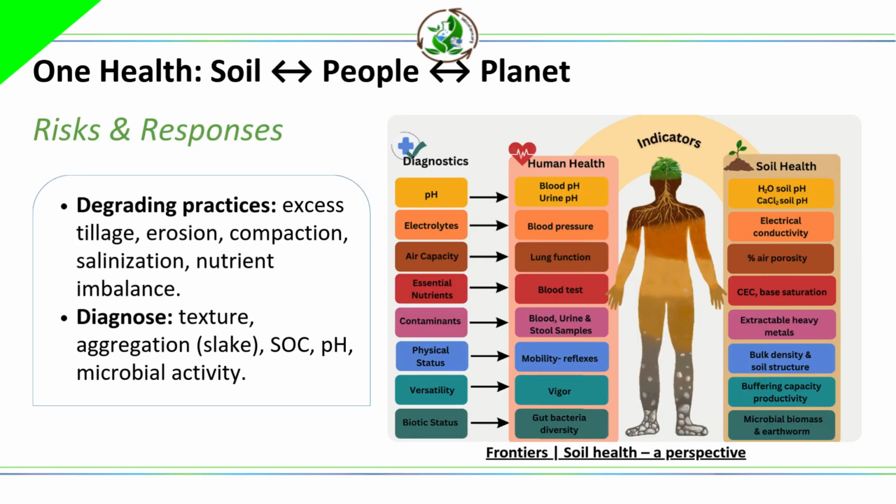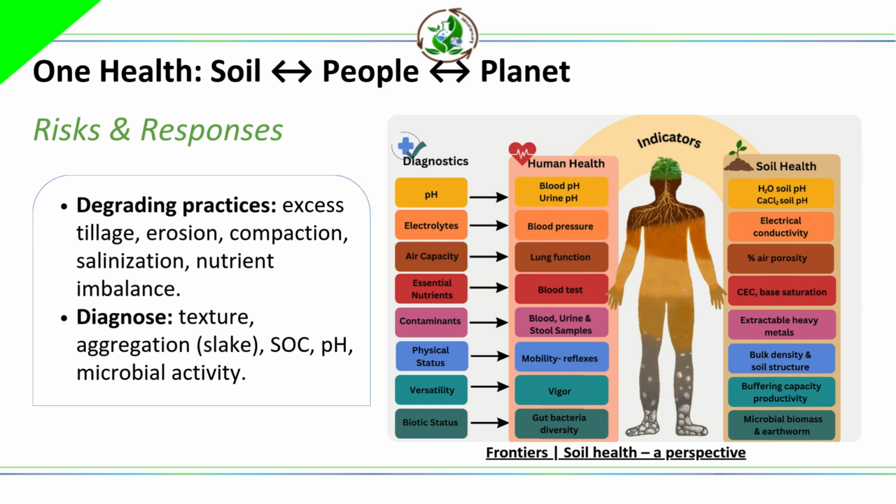Not all farming practices are friendly to soil. Some common mistakes can hurt its functions and thus harm that One Health connection. For example, too much tilling disrupts structure and microbes. Erosion from bare fields washes away topsoil. Heavy machines compact soil, preventing water infiltration. Bad irrigation can cause salinization. Imbalanced fertilization can upset nutrient levels.